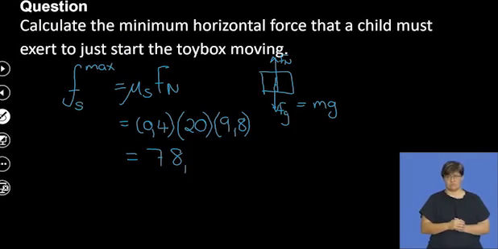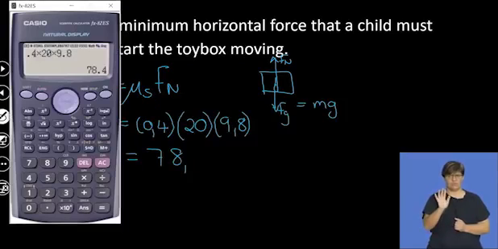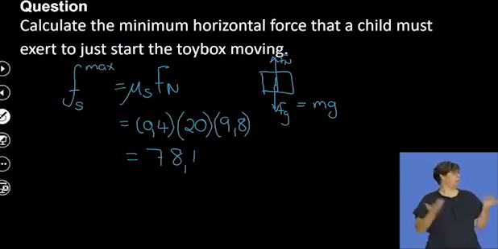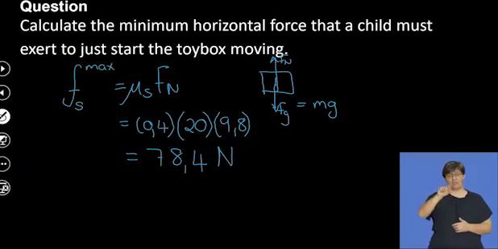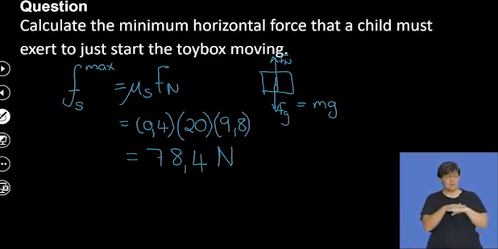Oh, wait. Let me just 78.4. I don't know where I got the 9 from. Let's just go with it. Now, what we've calculated is static friction. The question wanted minimum horizontal force, so that's the applied force. So now we have to answer the question.